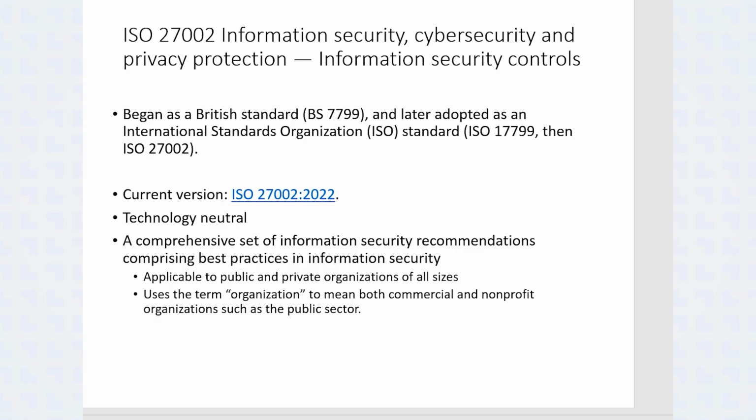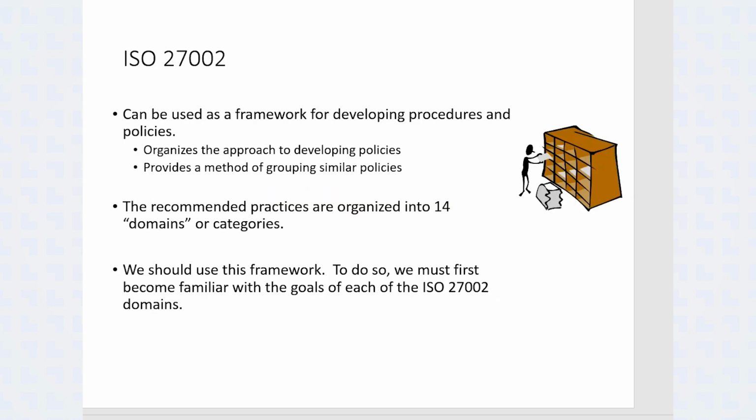So the organization could be commercial or not-for-profit, or it could be the public sector, in fact. So it's a very, very useful document for you to go and solve many problems within an organization. The framework can be used for developing procedures and policies. It organizes the approach into developing policies, and it provides a method for grouping similar policies. These are organized into 14 domains or categories.